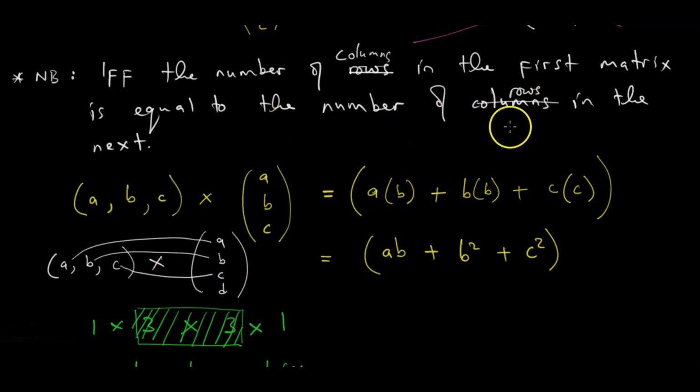So this is a correction which we should have made, and I'm glad we made it. In this row matrix, we have 1, 2, 3, 4 columns. In this column matrix, we have 1, 2, 3, 4 rows. Let us now do our multiplication.